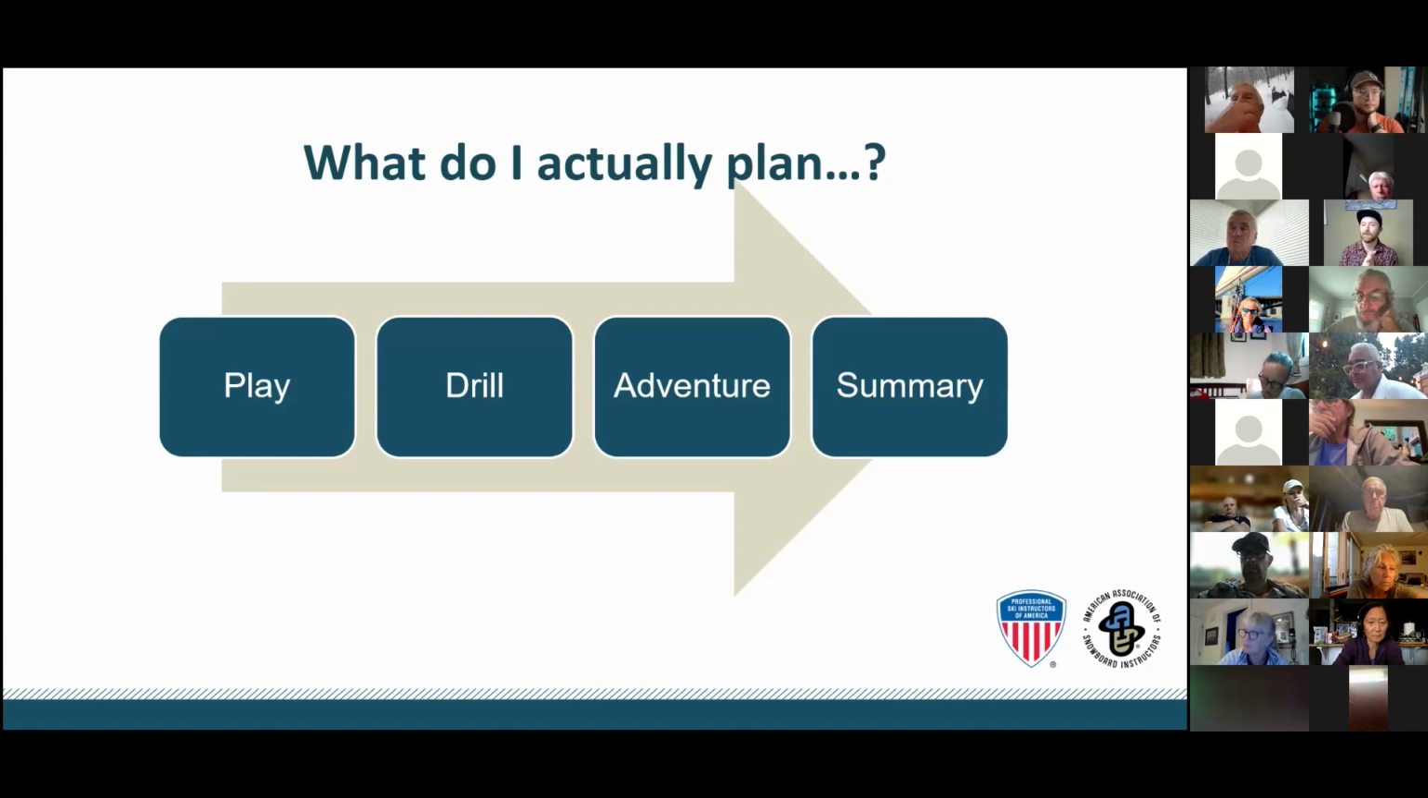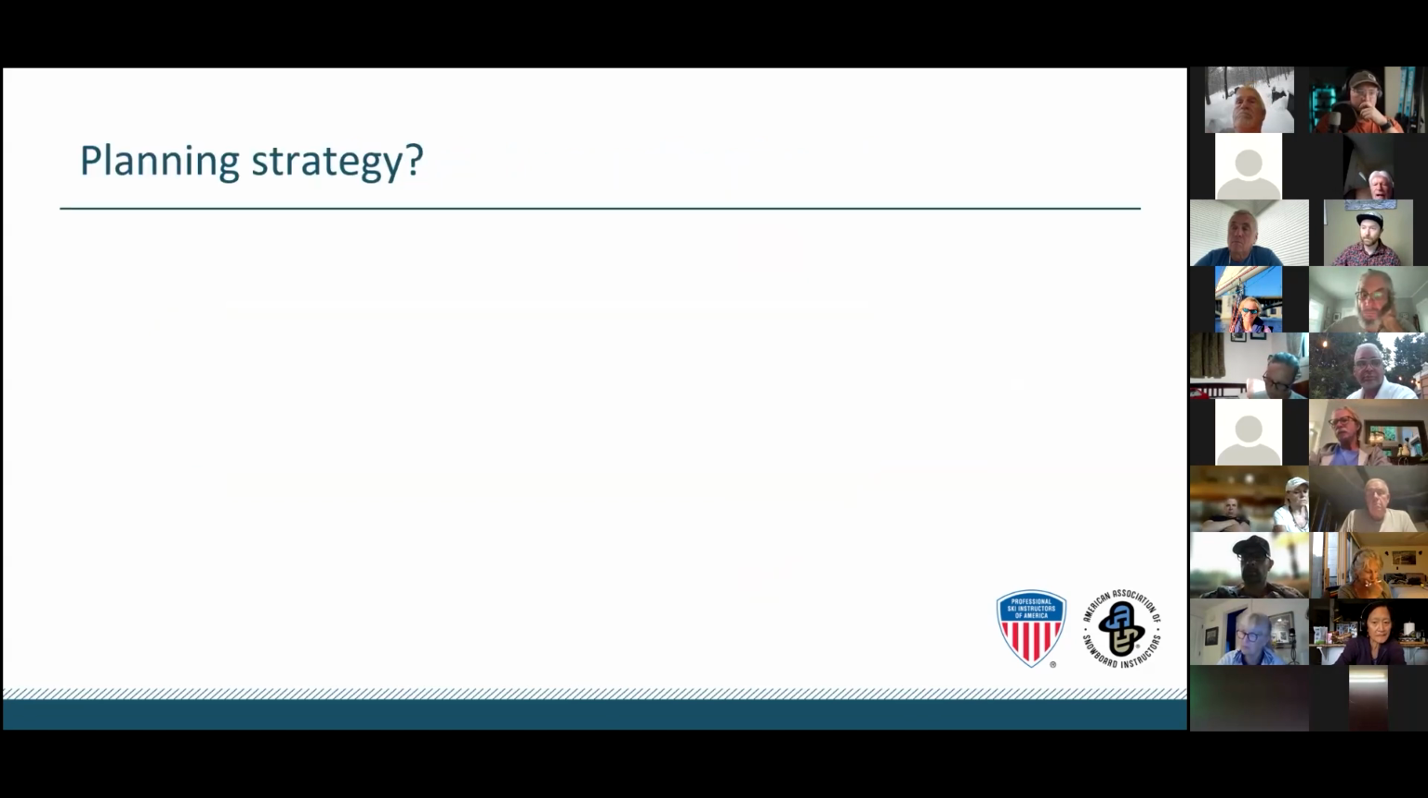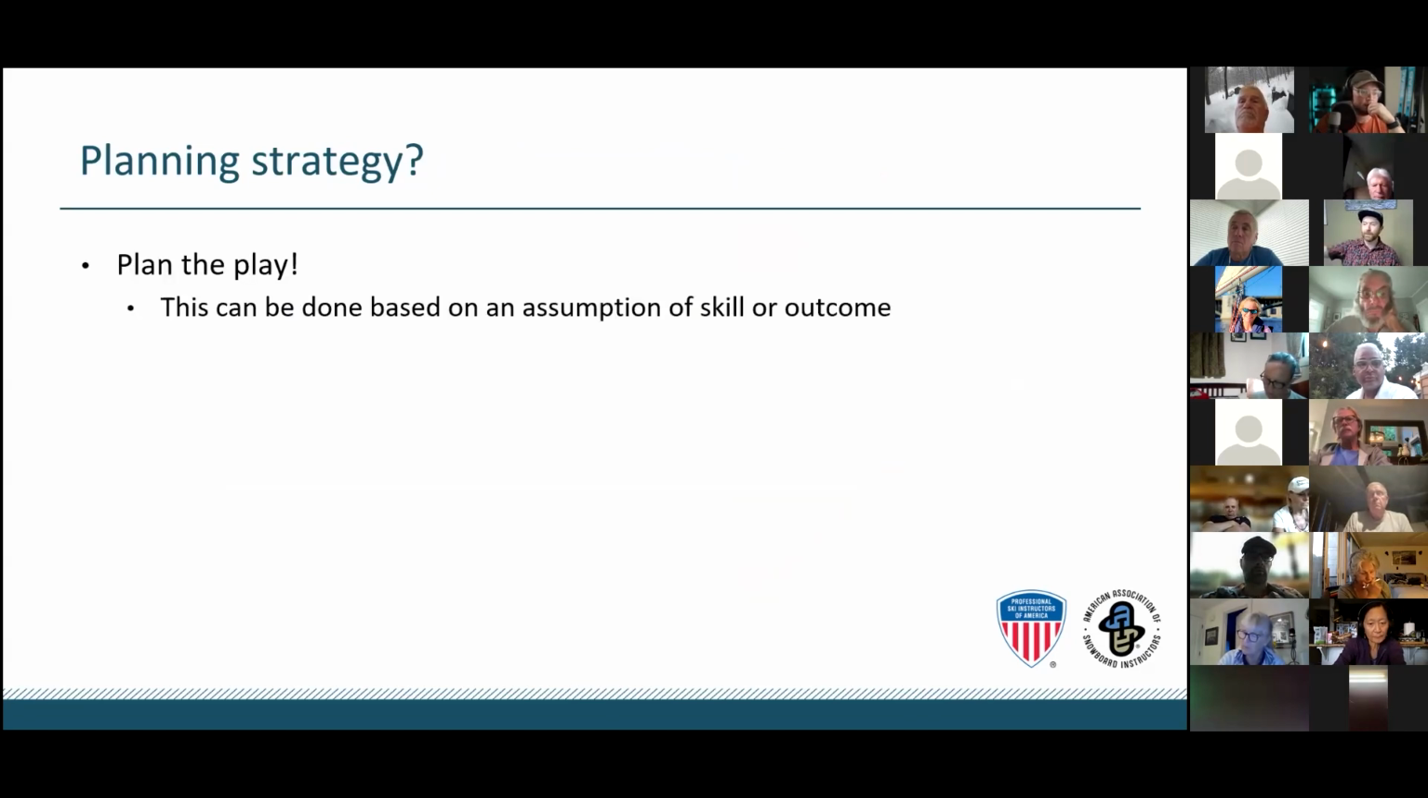Okay, I don't plan the drill in the same sense, because to me, the goal of the drill is to take something that I learned. So I took a little temperature of what the group needs, and then the drill is based on what they do or don't do in the play. Okay, and then the play is based on an assumption of the skill or outcome, right?